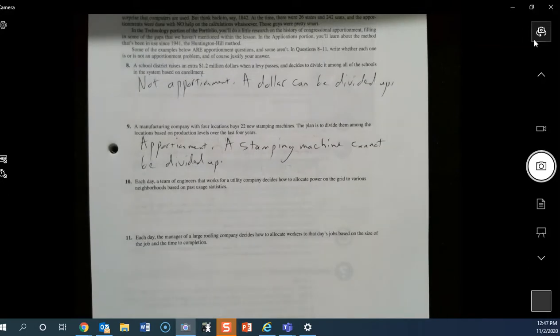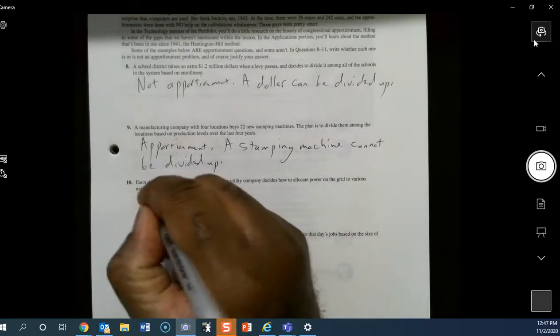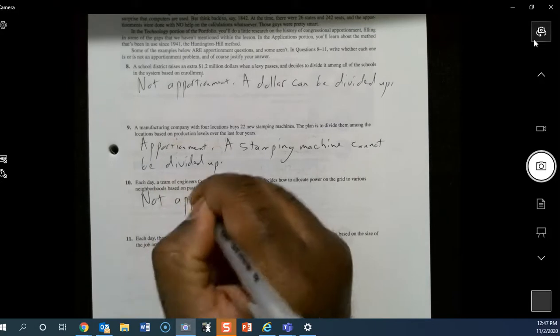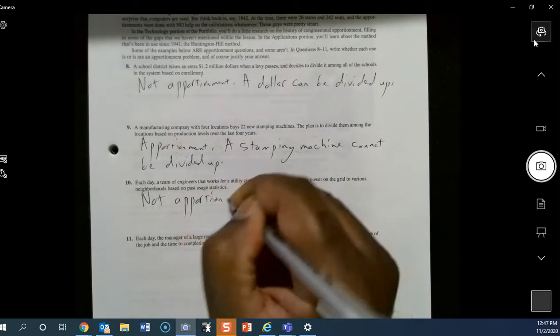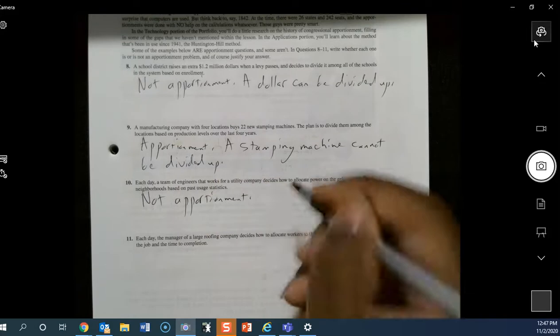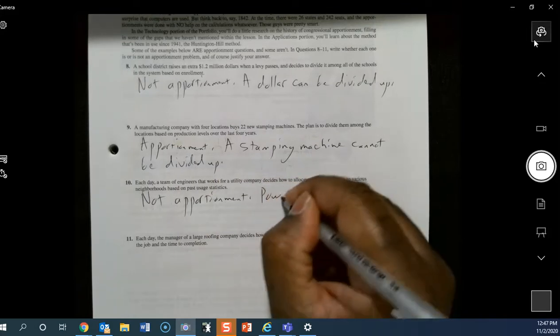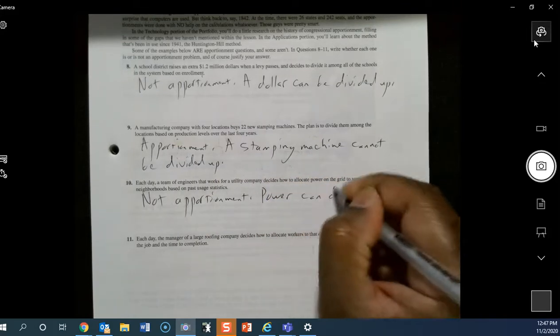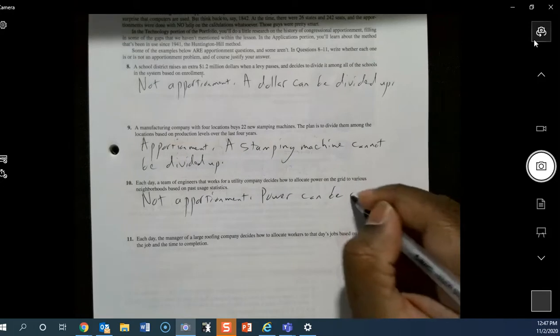Okay, number 10, it says each day a team of engineers that works for a utility company decides how to allocate power on the grid to various neighborhoods based on past usage statistics. This is not apportionment, because power can be divided up.